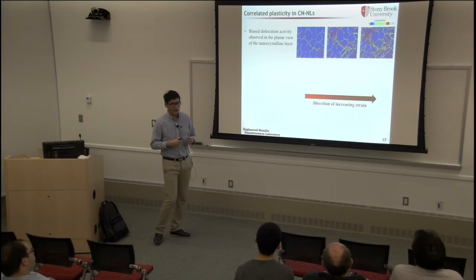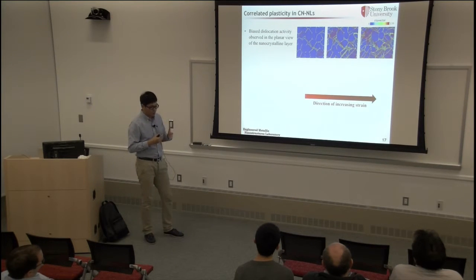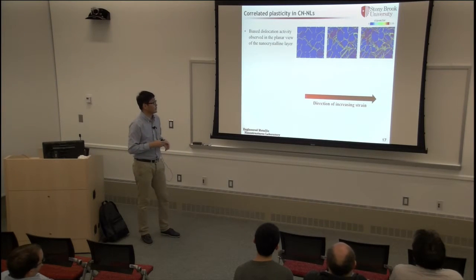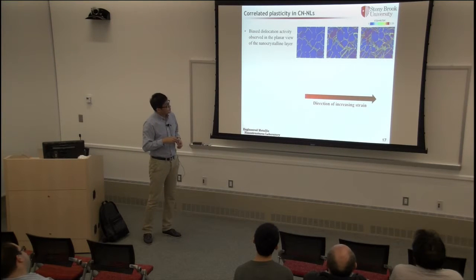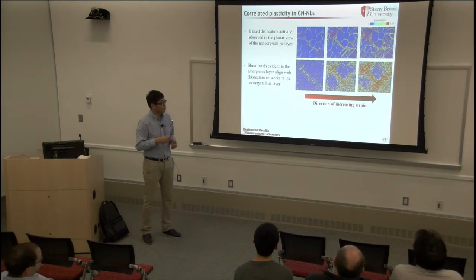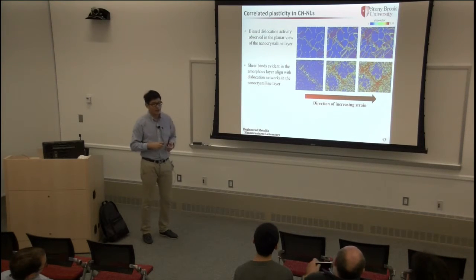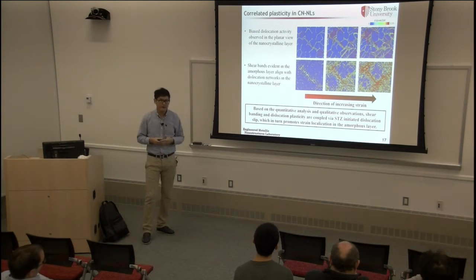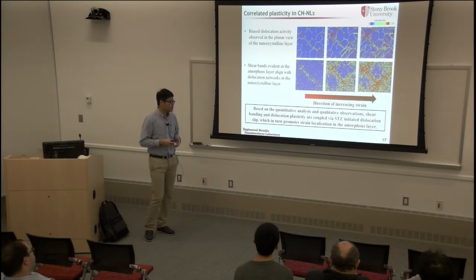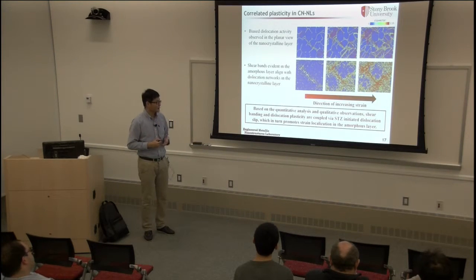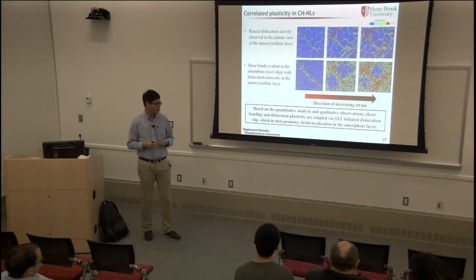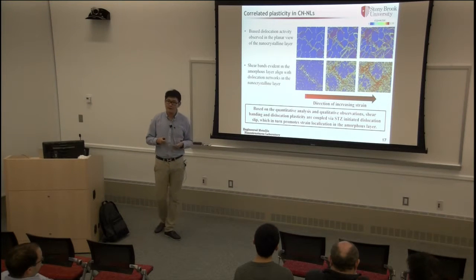And then if we inspect the planar view of the nanocrystalline layer, we find biased dislocation activity observed in the upper corner and this lower corner. And this coincides with the shear banding forming in the amorphous layer. And all this shows, based on quantitative analysis and qualitative observation, that shear banding and dislocation plasticity are coupled via STZ-initiated dislocation slip, which in turn promotes the strain localization in the amorphous layer.